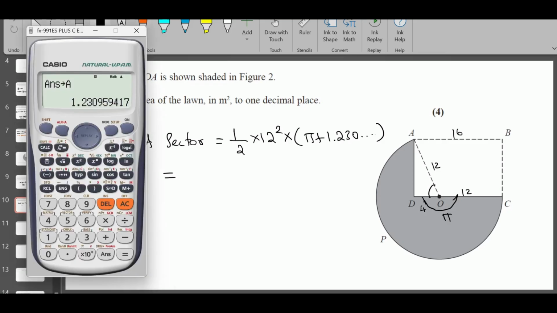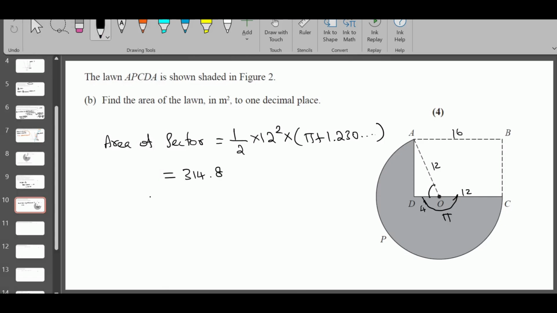Okay, I'm going to calculate the area of the sector now. 12 square times 1 over 2 times pi plus, I stored the angle as a. You get 314.8 dot dot dot.